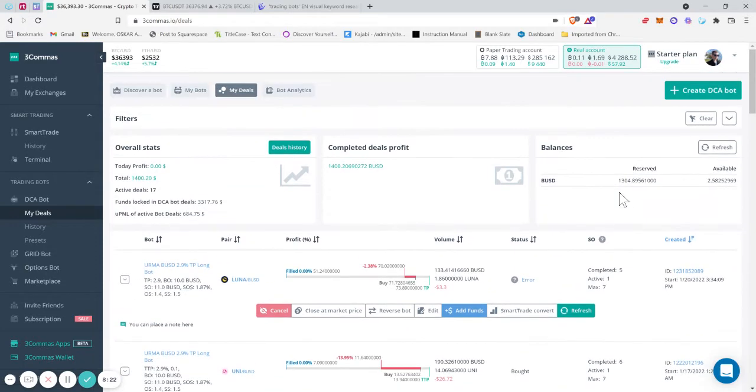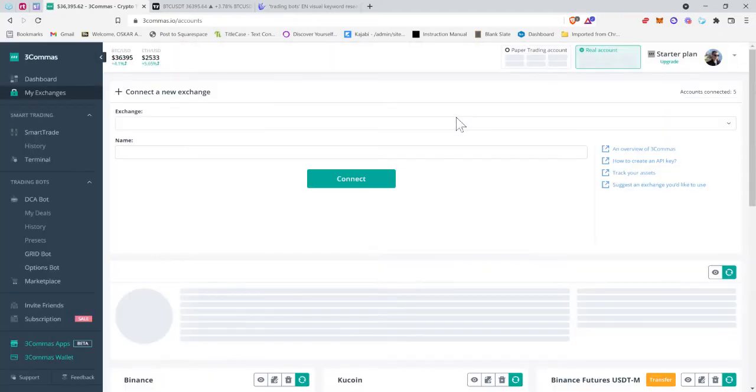And yeah, so that's basically how DCA bots work. Now, what exchanges can you use with this? These are the exchanges I have linked. You can use almost any exchange actually.